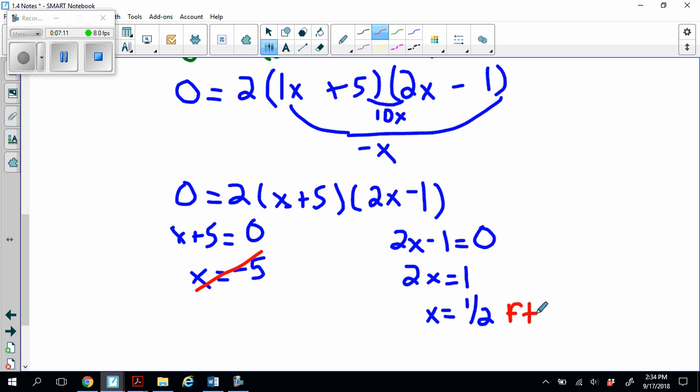Notice that we will have to have our units, so that's going to be feet. So our final answer is going to be x equals 1/2 feet, or if you'd rather put this in inches, it'll be 6 inches.